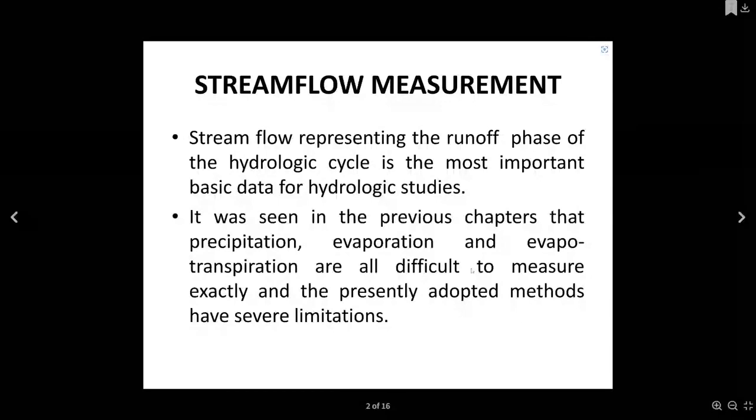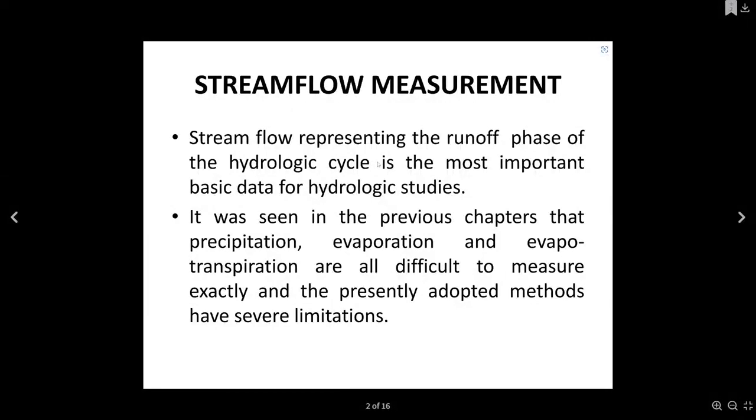Okay, so our first topic tonight is stream flow measurement. Stream flow represents the runoff phase of the hydrologic cycle. It is the most important basic data for hydrologic studies.